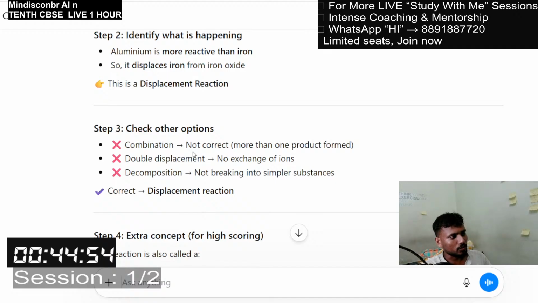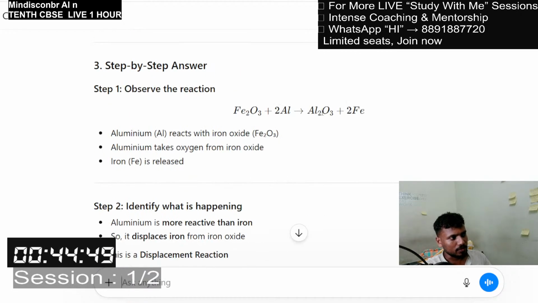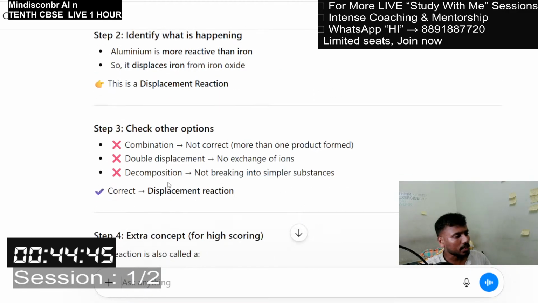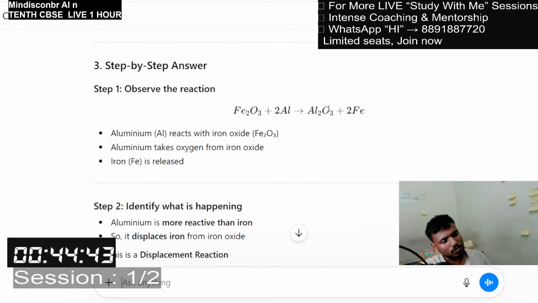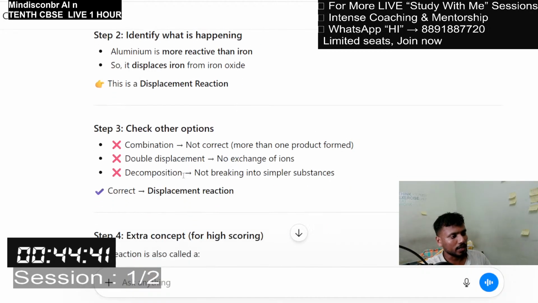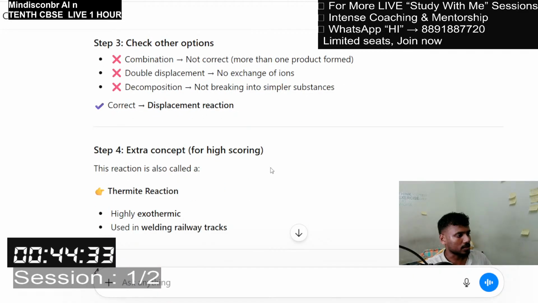Check other options. Combination, not correct, as more than one product is formed. Yes, we can see that Al2O3 plus 2Fe is formed, so this is not a combination reaction. And double displacement reaction, there is no exchange of ions occurring here. And decomposition reaction, there is no breaking into simpler substances. No substances are broken or converted into simpler substances.